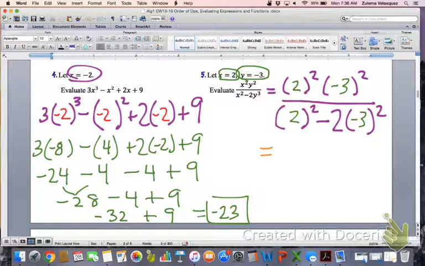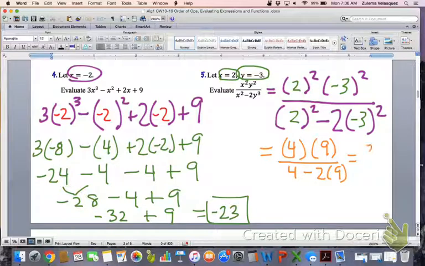So let's start with the top. 2 squared is 4. Negative 3 squared is positive 9, because a negative times a negative is a positive. Now the denominator, we have 2 squared again is still a 4. Minus 2, and 3 squared is 9 again. Now we're going to keep going. So again, there is a division here, but we wouldn't do it because we want to do everything on the top and everything on the bottom before we divide. Think of them as also a grouping symbol.